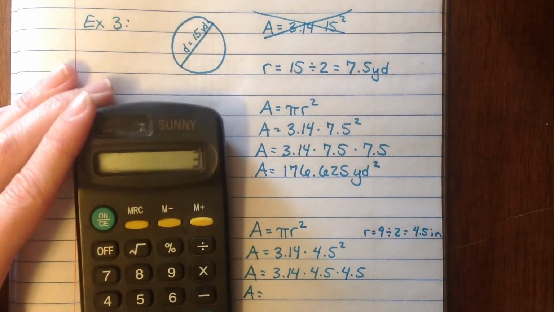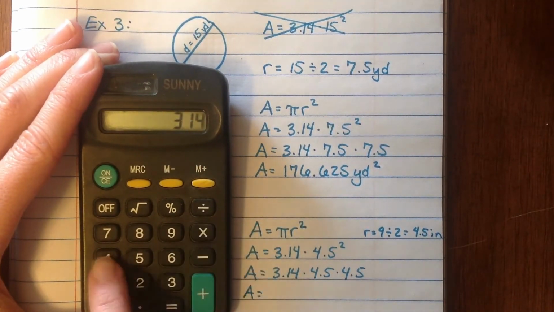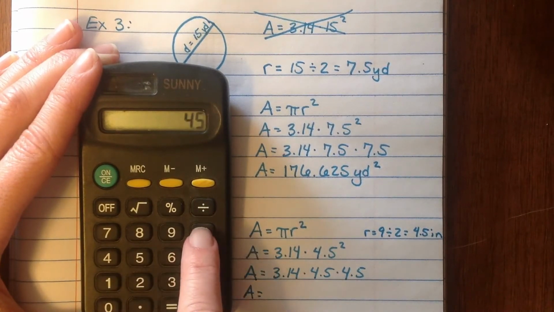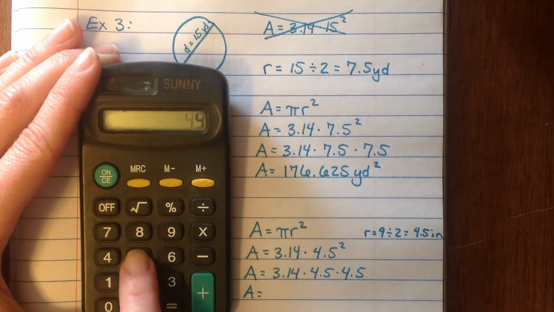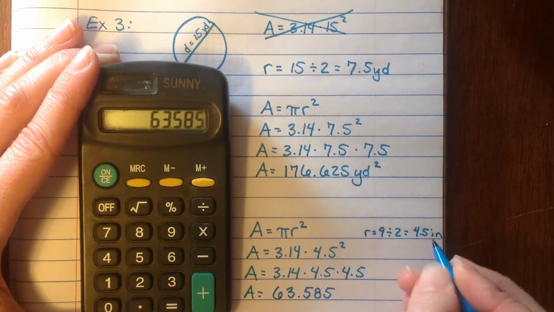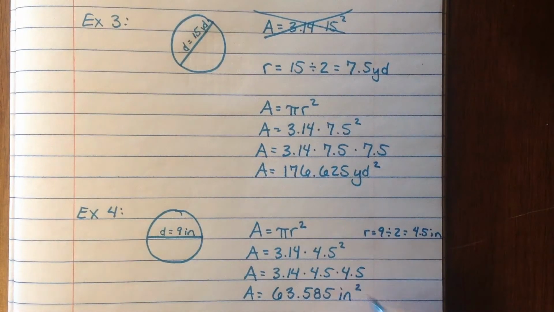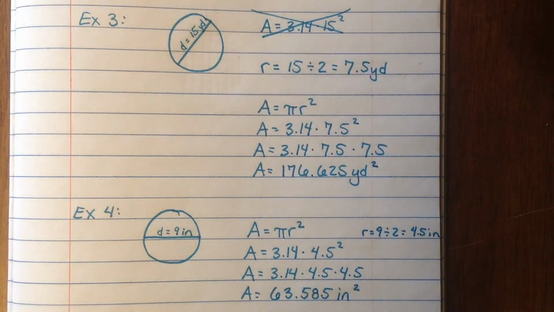So 3.14 times 4.5 times 4.5 equals, and your final answer should be 63.585 inches squared, because it's area. And that is how you find the area of a circle.